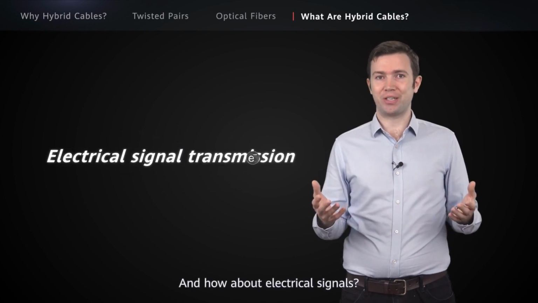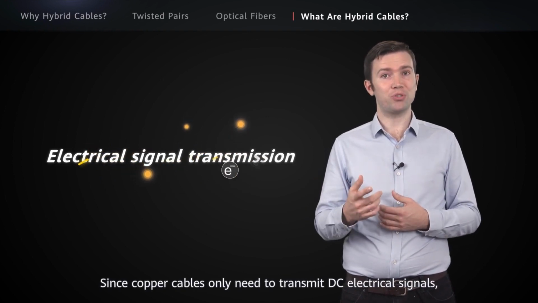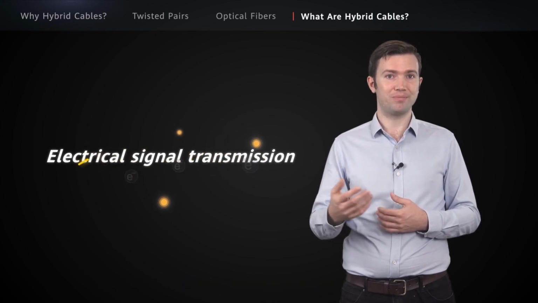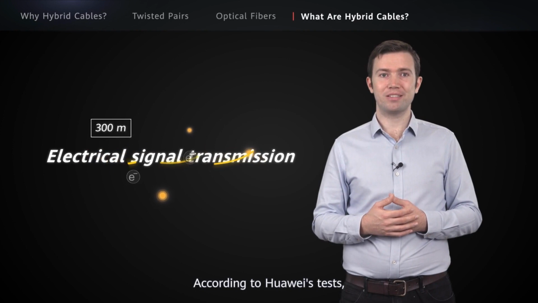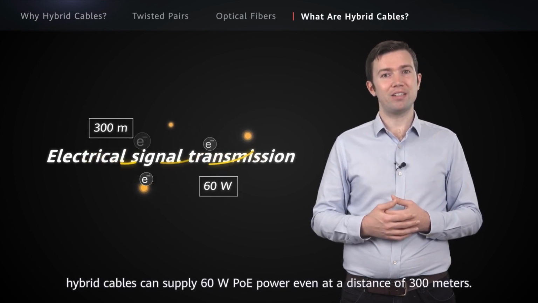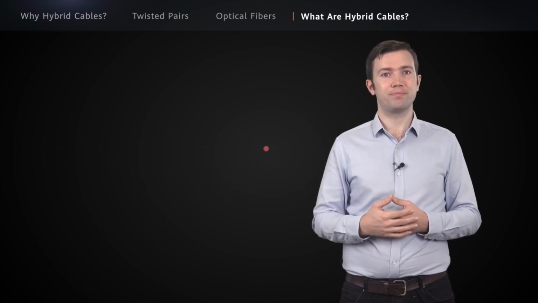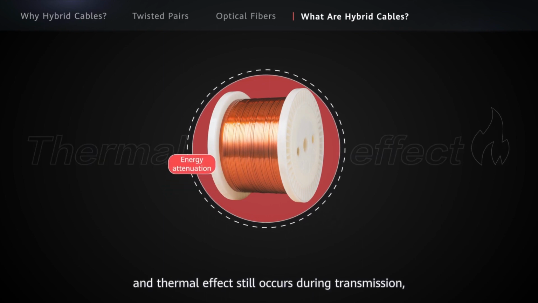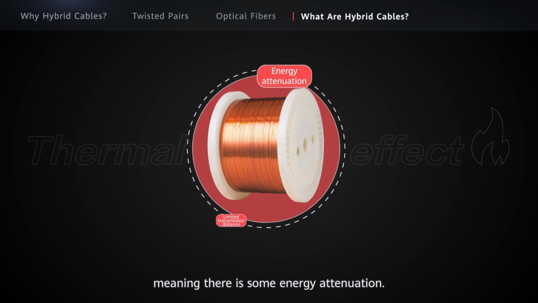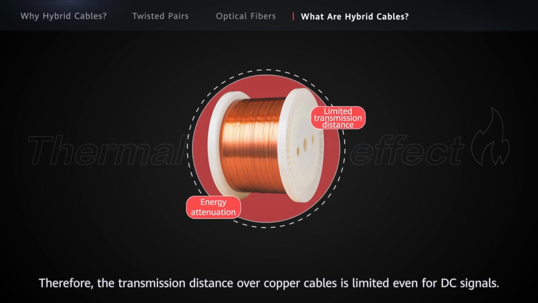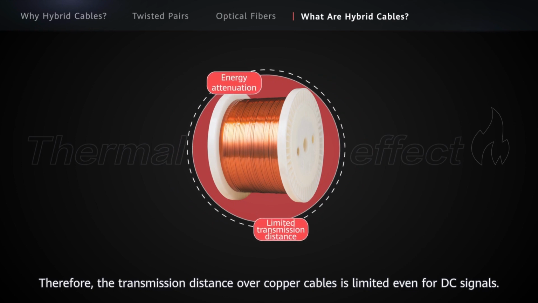And how about electrical signals? Since copper cables only need to transmit DC electrical signals, the transmission distance can be quite long. According to Huawei's tests, hybrid cables can supply 60 watts PoE power even at a distance of 300 meters. That said, copper cables still have resistance and thermal effects still occur during transmission, meaning there is some energy attenuation. Therefore, the transmission distance over copper cables is limited even for DC signals.